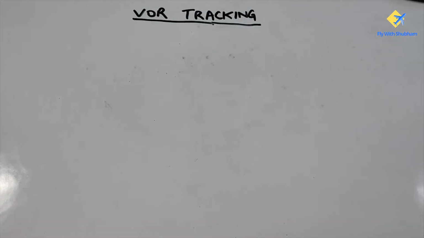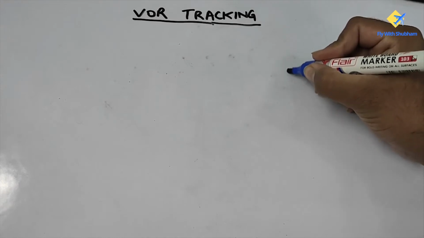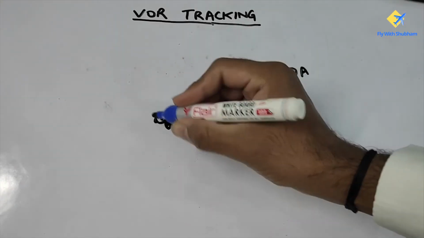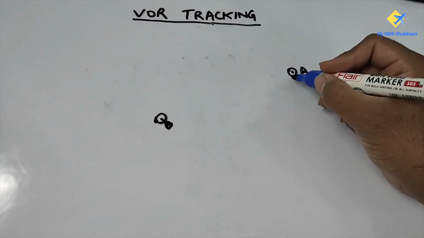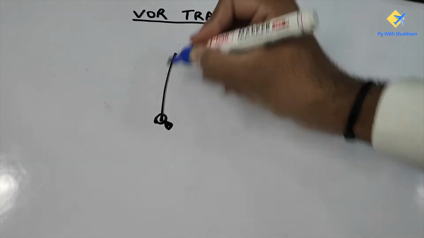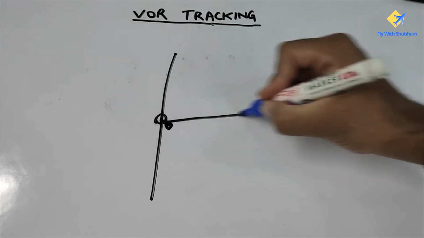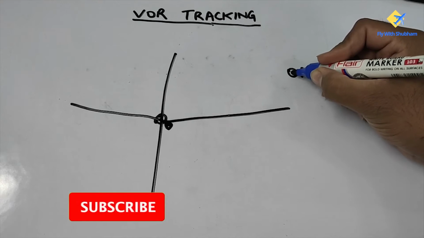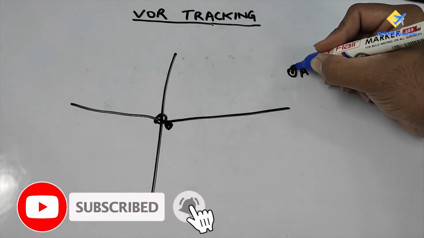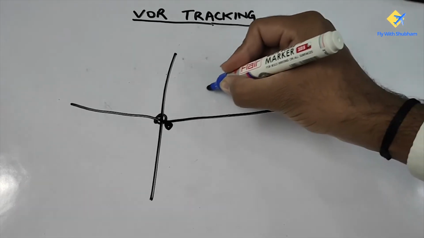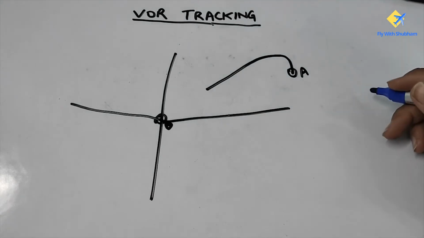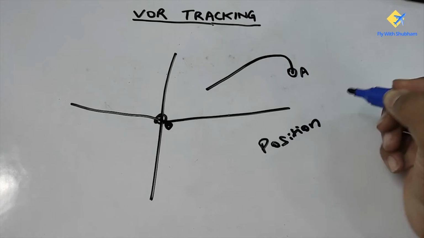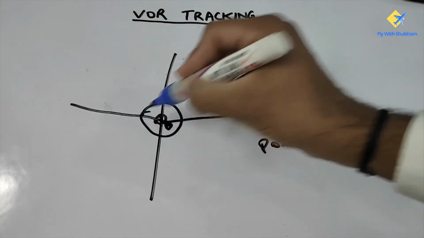Let's take an example for VOR tracking. Let's say you are going from point A to point B, and point B is a VOR, whereas point A is not a VOR. So this VOR is sending signals out in every direction, right? But this point is not a VOR. So you are going from this point to point B, right? So the first step would be to find your position with respect to this VOR.